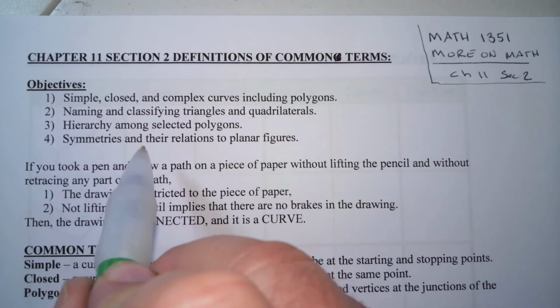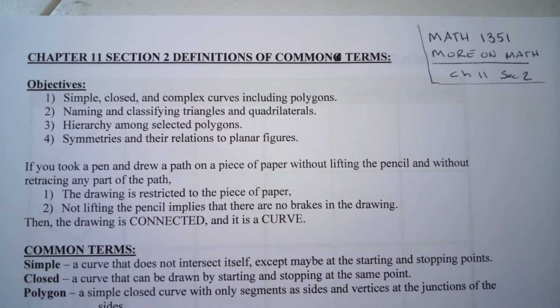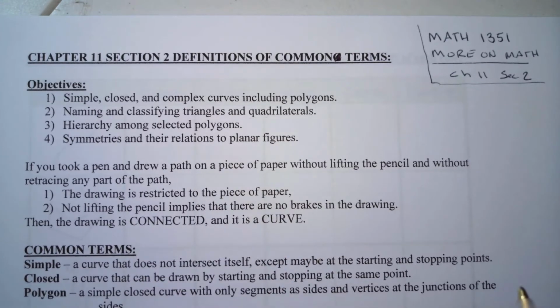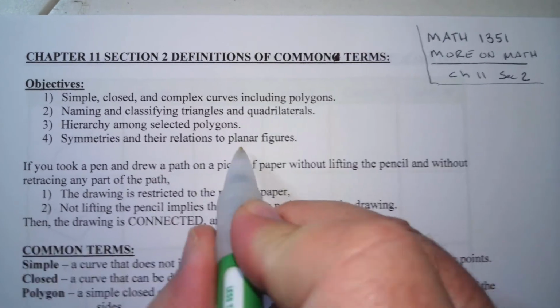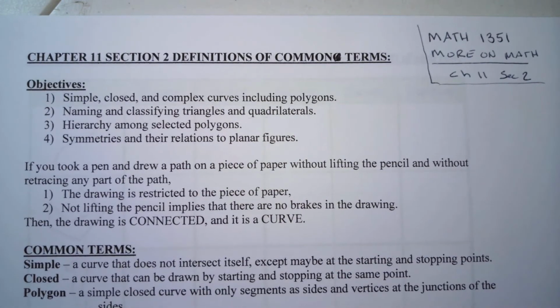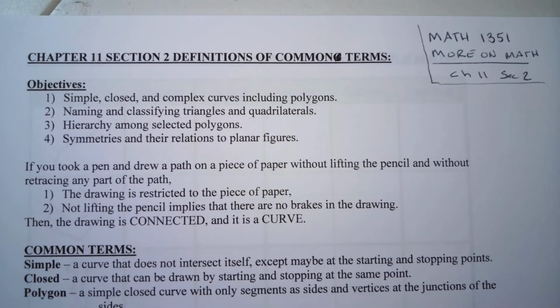We're going to look at the hierarchy among selected polygons. There's an order in which they are designed and developed. Then lastly, we're going to talk about symmetries and the relations to planar figures. When we say planar, it's on how they relate to a plane surface. So whenever you hear the word planar, that's what it means.